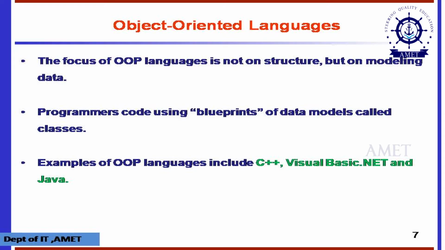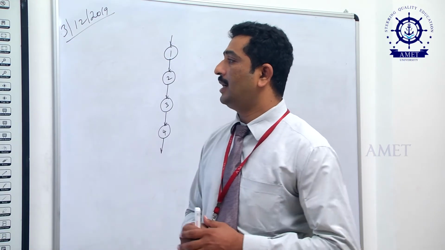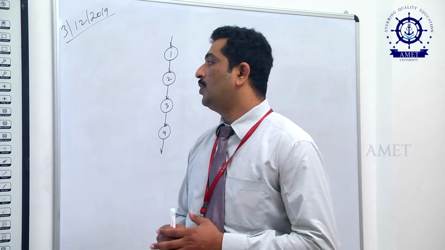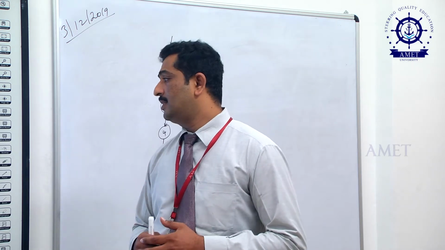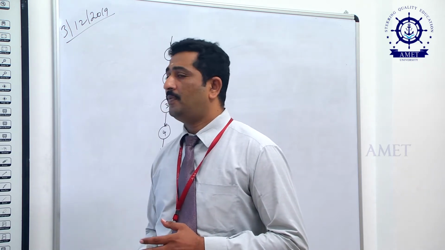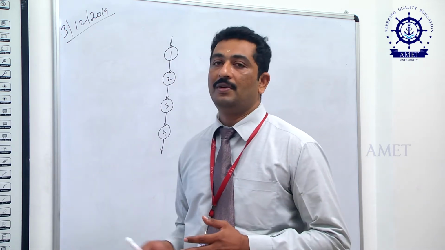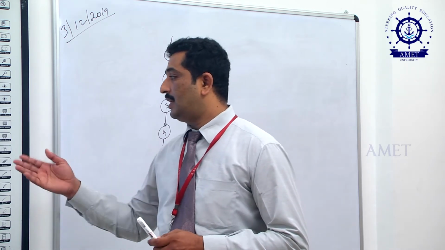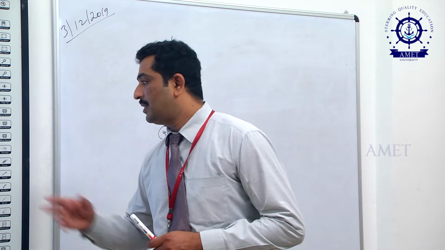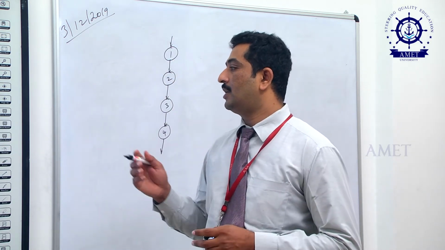The next, modern language type is called object oriented language. Object oriented language focuses only on modeling the data. The programmer codes using a blueprint of the models called classes. Here we are using classes and all. For example, after 1985 many languages were introduced: C++, Visual Basic, Java, .NET, and many more. All these languages support the object oriented concept. We will discuss later what the object oriented concept is. But the first language, C++, was the first to support the object oriented concept.